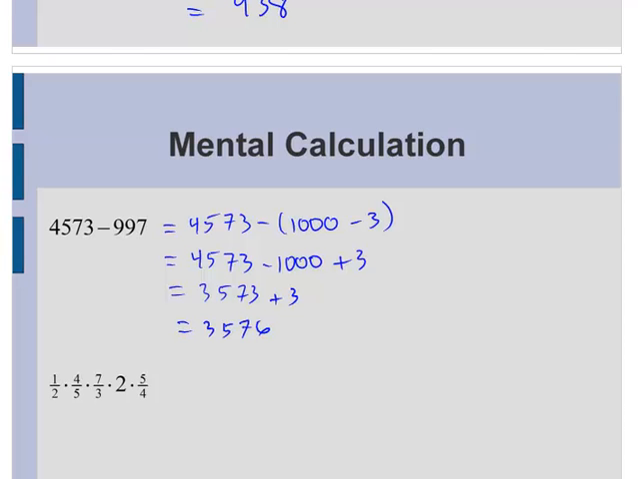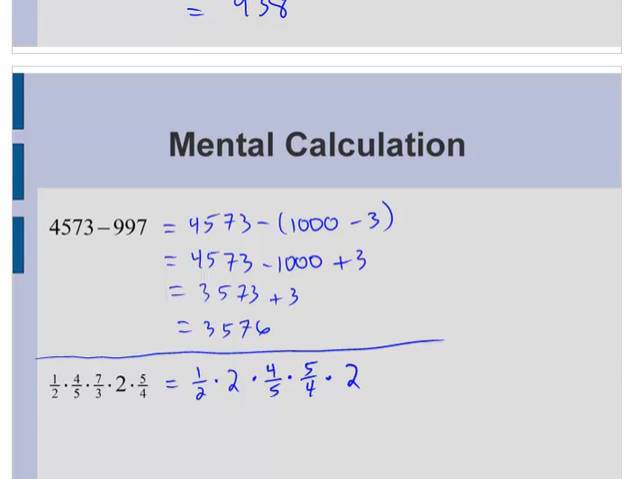Now we have 1/2 times 4/5 times 7/3 times 2 times 5/4. Well, that looks really messy. But let's rearrange it and regroup it. So why don't I write it like this? Using commutative properties, maybe repeatedly, I can write this as 1/2 times 2 times 4/5 times 5/4 times 7/3. So that was just using commutative properties.